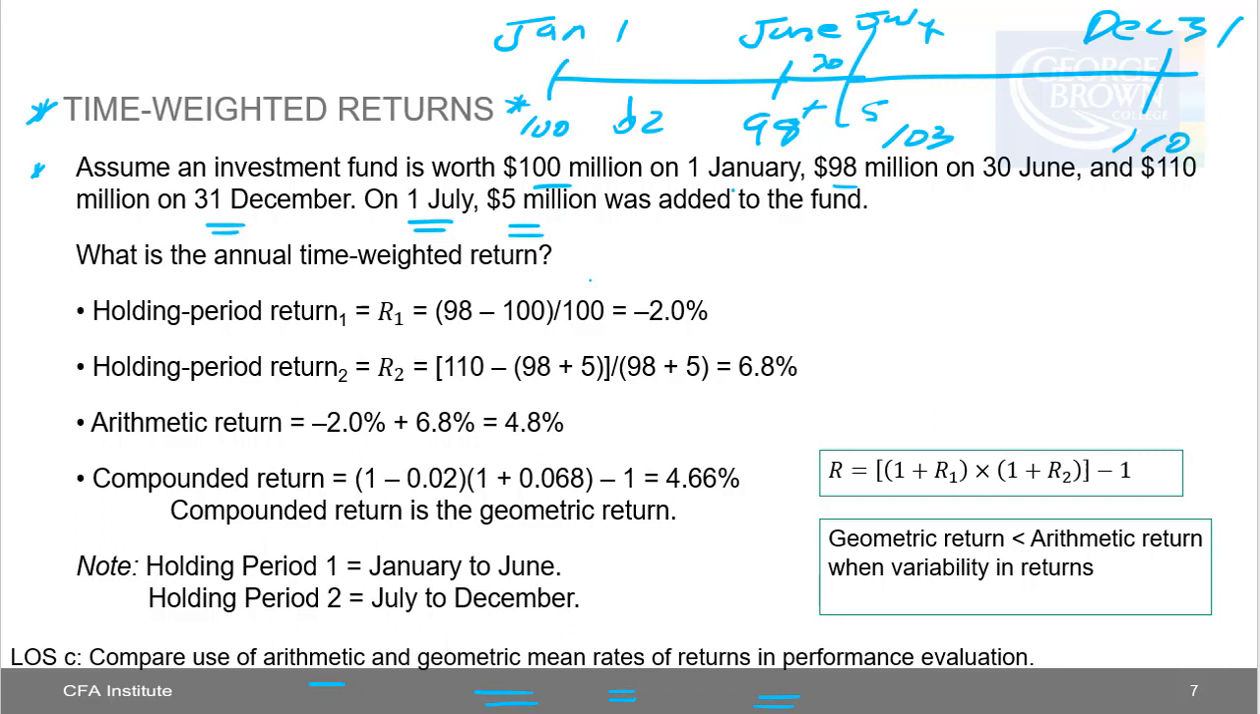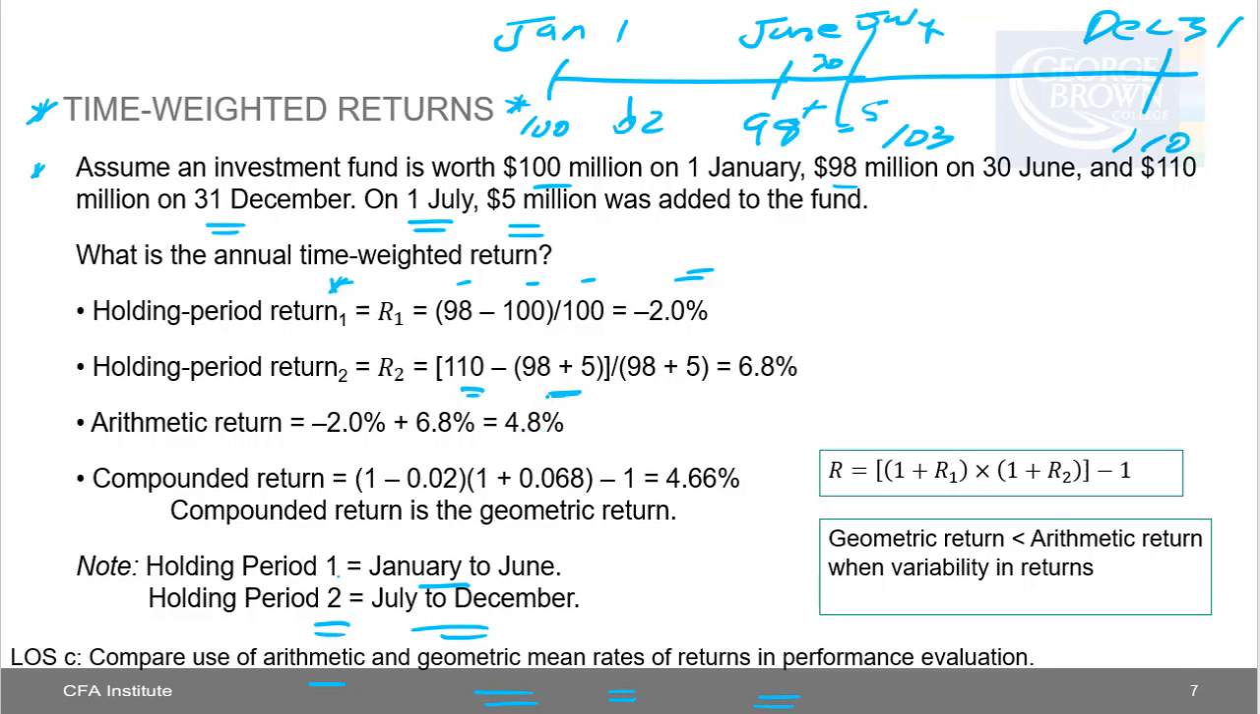So how we calculate it, we're going to break the return into two periods, holding period 1, January to June, and because the cash flow was put in on July the 1st, we calculate the second holding period return, which is July to December. So calculating the holding period return 1, ending minus beginning divided by beginning: ending 98 million minus beginning, 100 million, divided by beginning, 100 million, negative 2%. Holding period return 2, ending is that 110 million, but the beginning is not 98 million, it's the 98 million plus the 5 million that was put in on July 1st.